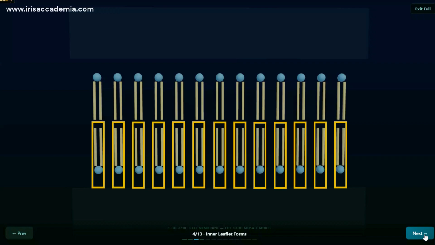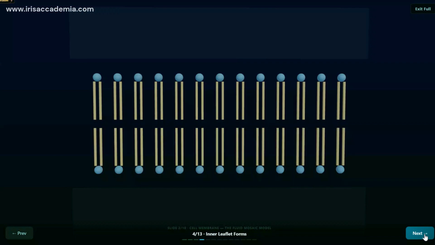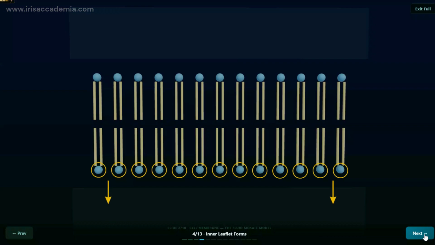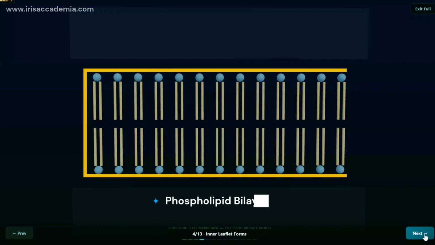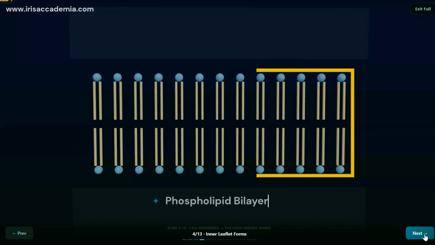A second mirror image layer forms beneath the first. Its fatty acid tails point upward, meeting the outer tails, while its heads face the cytoplasm. Together, these two layers form the complete phospholipid bilayer.